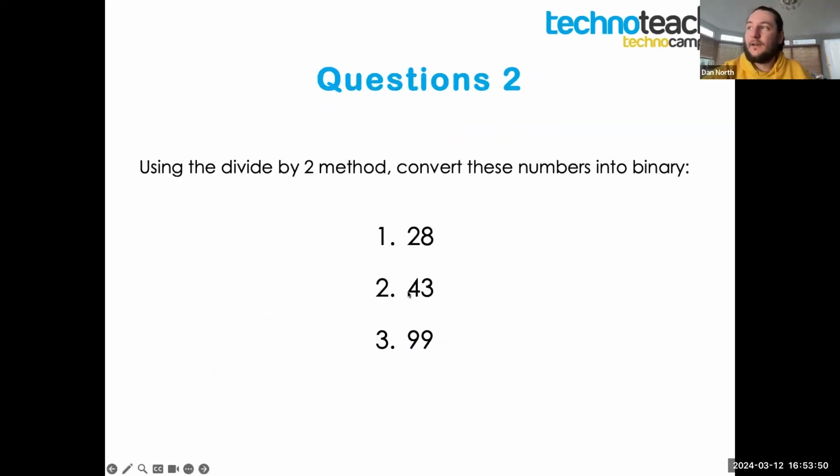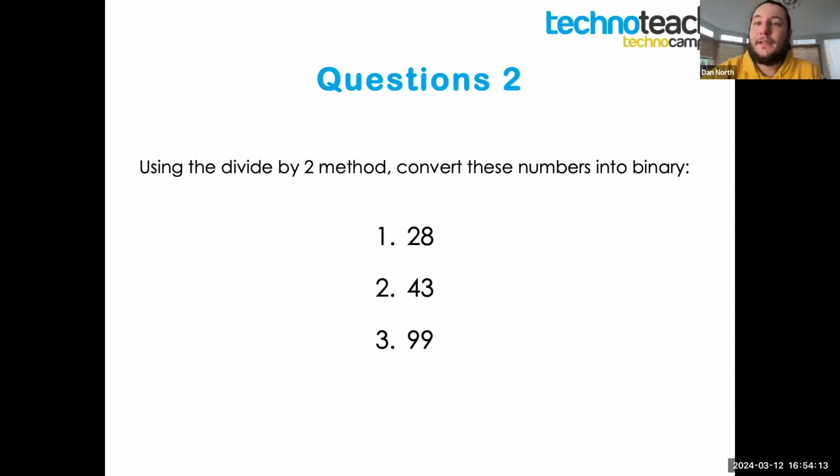So the other answers I got for 43 were 101011, and 99 is 110011, and they should all check out. So that is the first method for doing it.